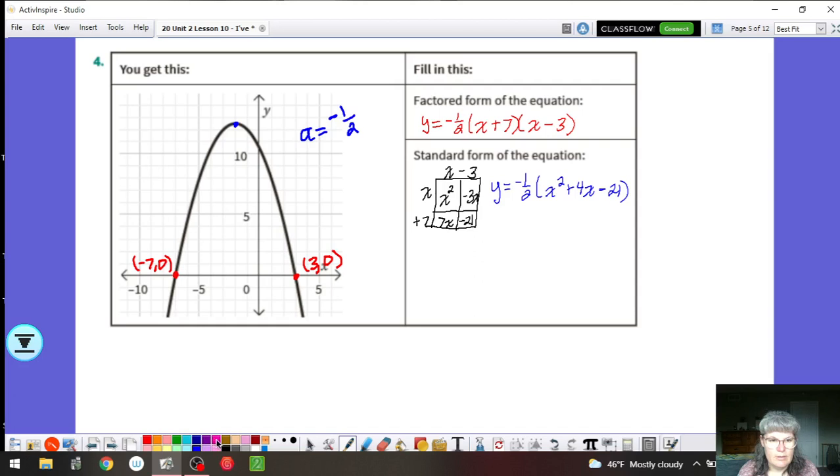And just like we did on the last example, we need to distribute that a value. So we will have y equals negative 1/2 x squared. Negative 1/2 times negative 4 is negative 2x. Negative 1/2 times negative 21 is going to become a positive 21/2.